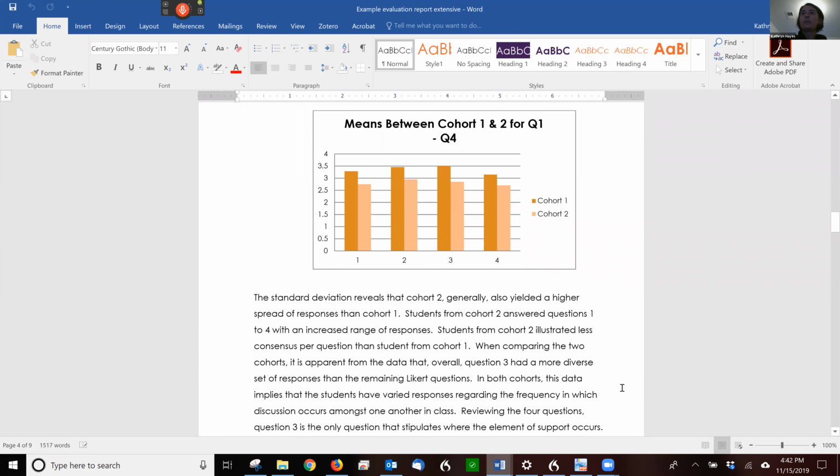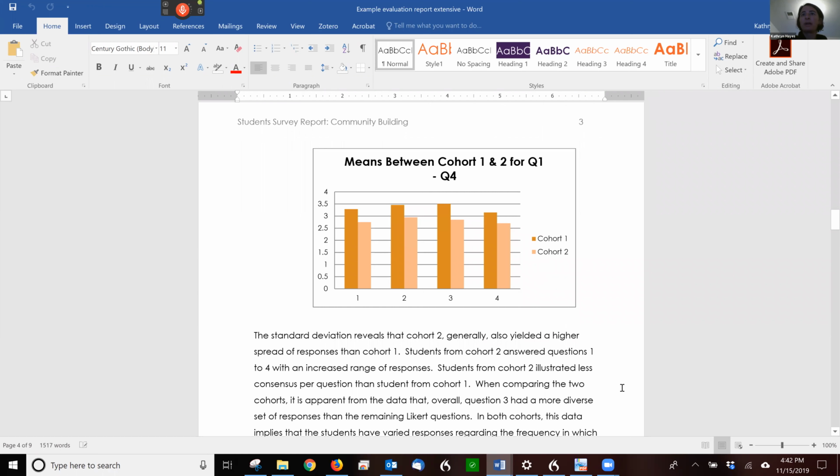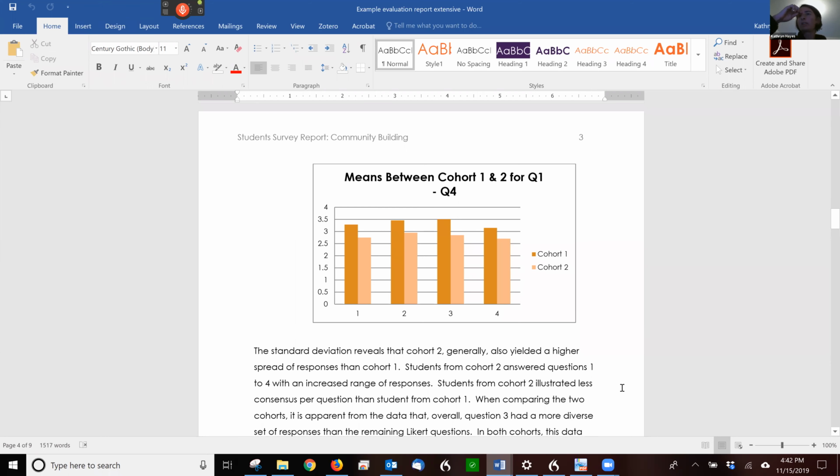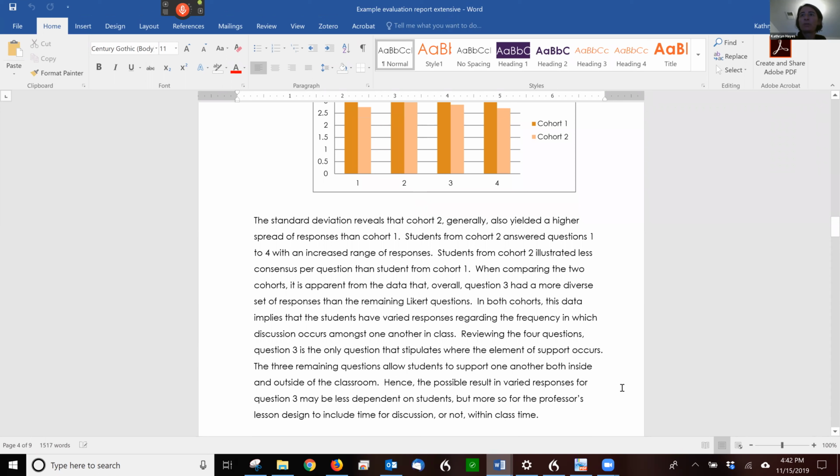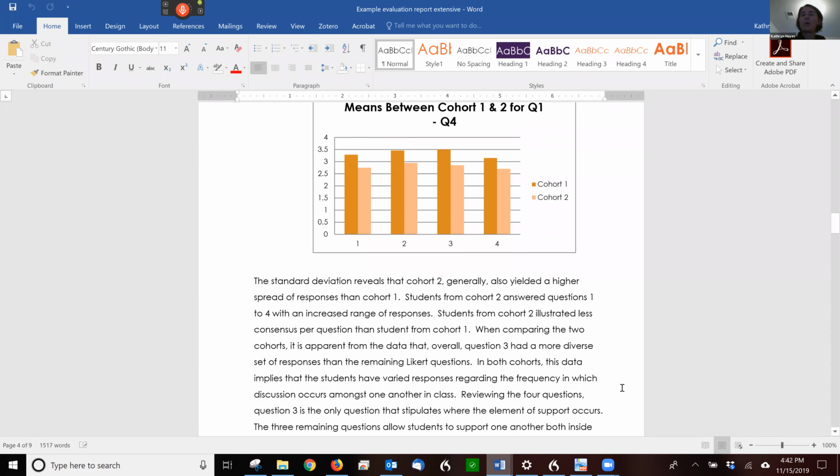They do also, and so you can see they've got a very nice figure here comparing cohort 1 and cohort 2. Now, since they say Q1 to Q4, I actually would say that they probably should have had a chart with the questions. If they're going to divide the questions up like this, they should probably have a chart with the questions. Standard deviation reveals that cohort 2 also yielded a higher spread of responses. Oh, hooray, they used standard deviation. I think that's really interesting, right?